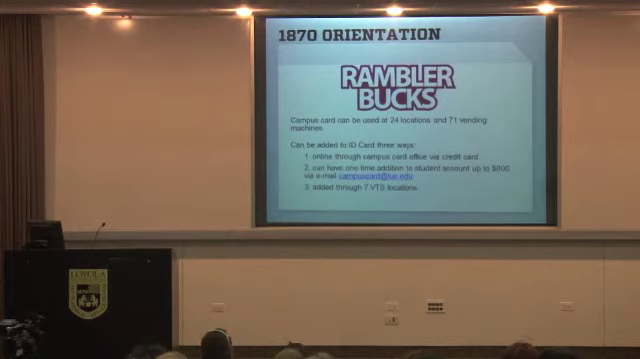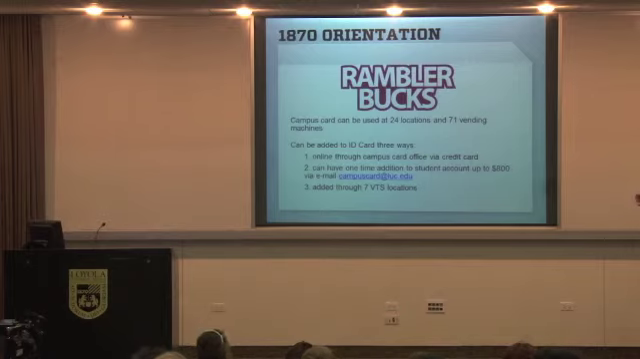Rambler Bucks. Okay, so Rambler Bucks are a means of taking your student ID card and turning it into kind of a debit card on campus that you use to make purchases at vending machines, at the food providers on campus, any of the locations on campus, to buy your textbooks with. And that's the big one that most students use it for, if you're thinking about using your refunds, your financial aid, to buy your textbooks.